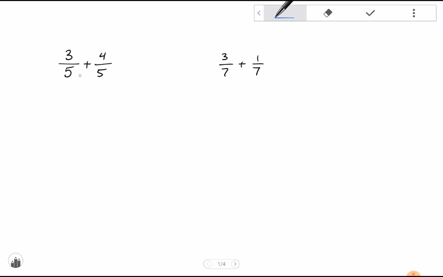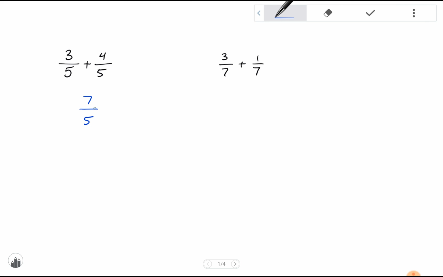So 3/5 plus 4/5, we're simply going to add these top numerators here. So 3 plus 4 is 7, so our answer is 7/5. If the question is given to you in mixed numbers, then you answer in mixed numbers. If it's given to you as an improper fraction, which is right here, then you can answer as an improper fraction. We'll go ahead for the exercise and change this.